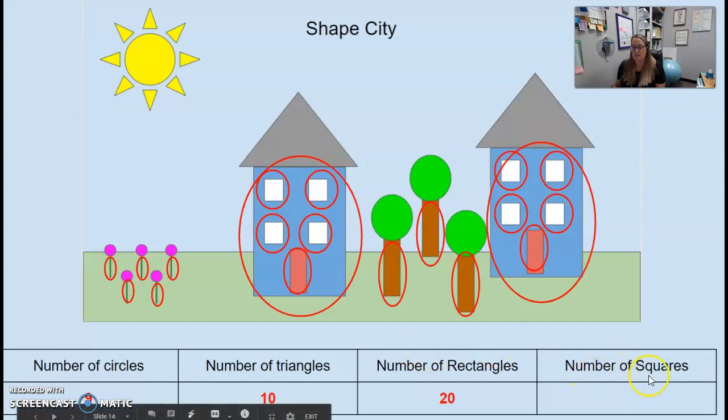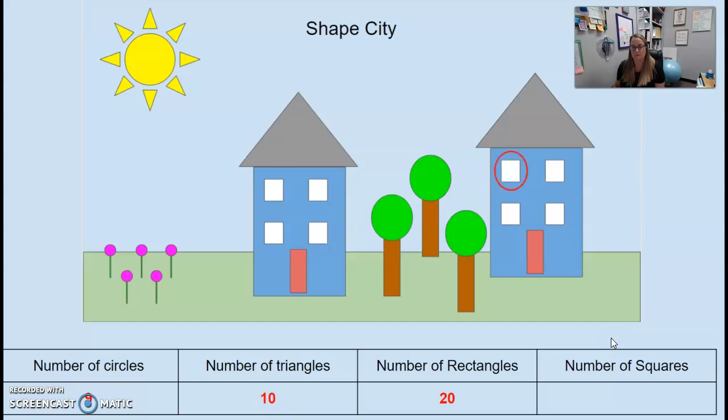So then the last one is going to be our squares. So remember, a square can be a rectangle, but a rectangle cannot be a square. So I'm only looking for squares. And remember, a square has 4 sides, and all 4 sides have to be the same size. So let's find these squares. Let's see, 1, 2, 3, 4, 5, 6, 7, 8. So there are, that's right, 8 squares. So I'm going to put the number 8.